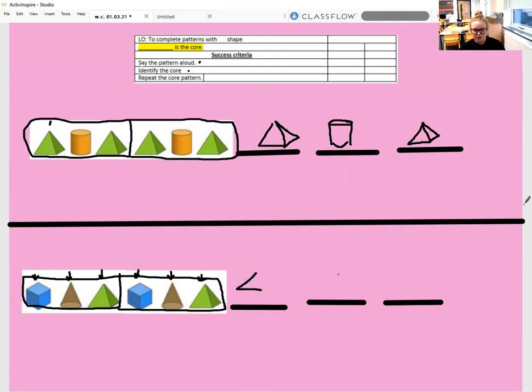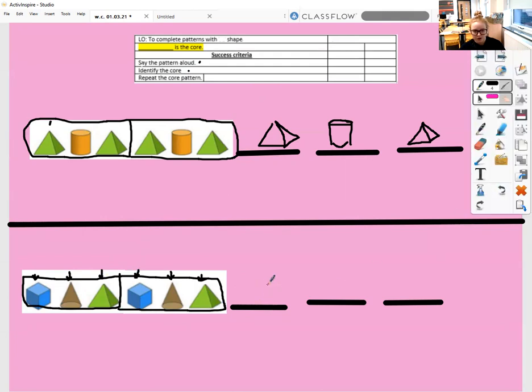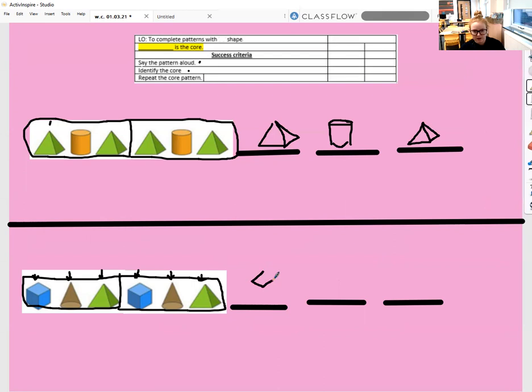So cube, oh, not quite right. Cube, a little bit tricky to draw, aren't they? Cube, cone, pyramid.